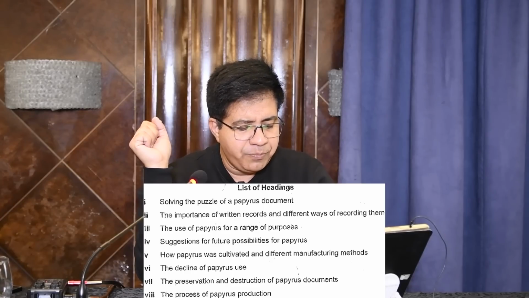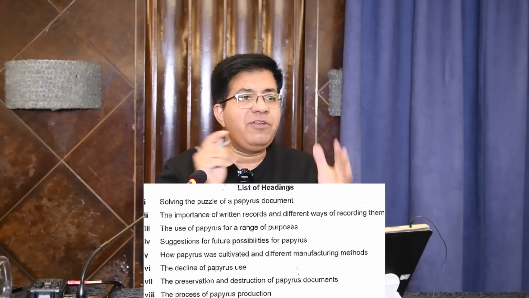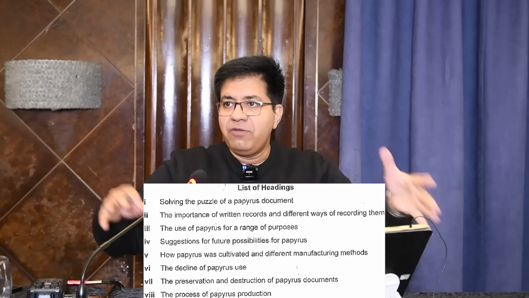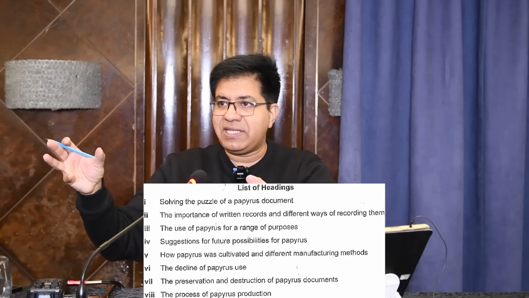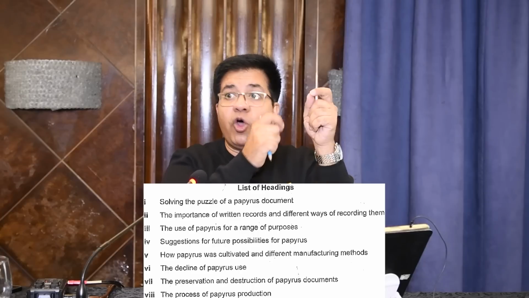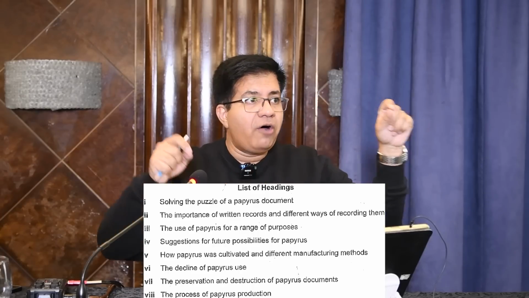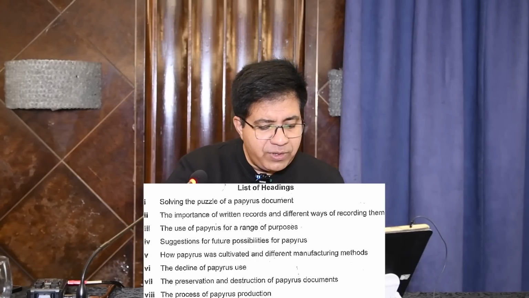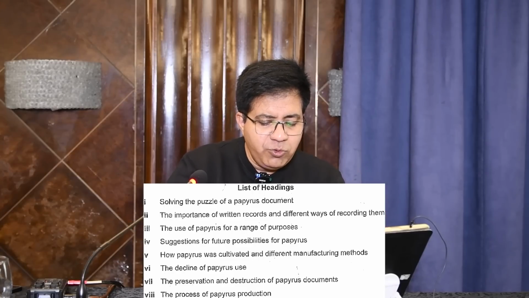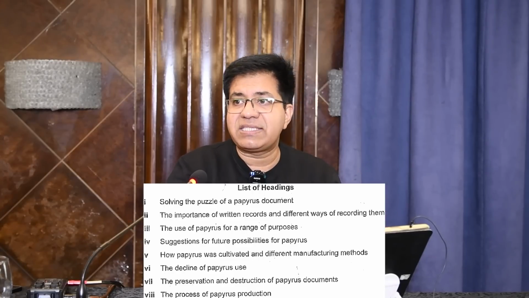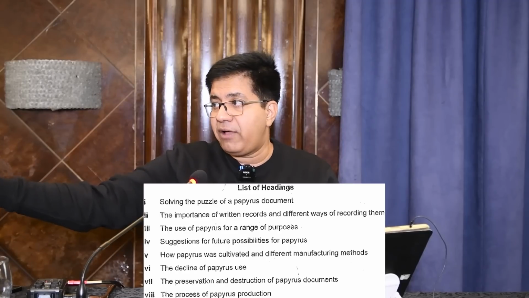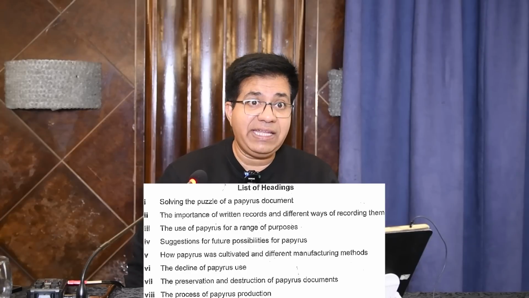Heading number 3, use of papyrus for a range of purposes. In one paragraph, they will say with papyrus, people made boats. With papyrus, some people made baskets. With papyrus, some people made rope. So, range of uses. In one paragraph, they will talk like that. Heading number 4, suggestions for future possibilities for papyrus. Future possibilities are mostly in the last paragraph, okay, if there are any.